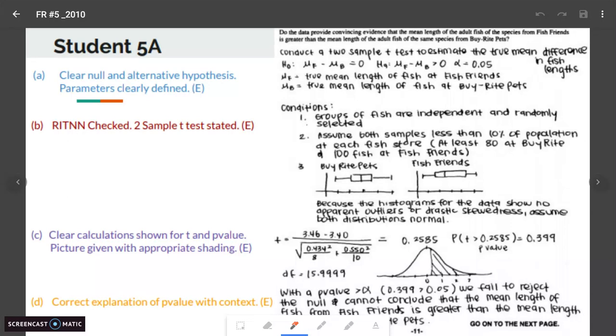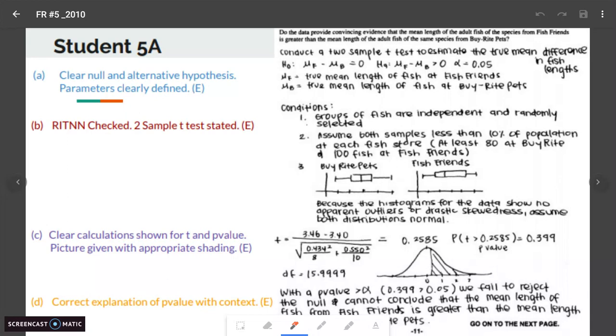So this first example got a 4. So they have essentials all the way down. Let's look at what they did. Conduct a 2-sample t-test to estimate the true mean difference in fish lengths. So that's given right off the bat. We know what test it's being. We have a correct null and a correct alternative. We mentioned alpha, and then the parameters are set with the mu of F and mu of B. That's a great, clear null and alternative.